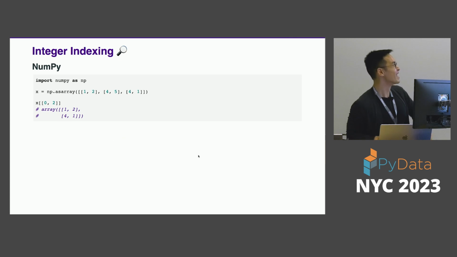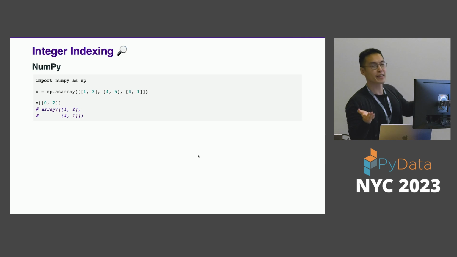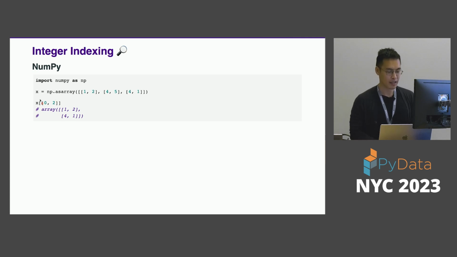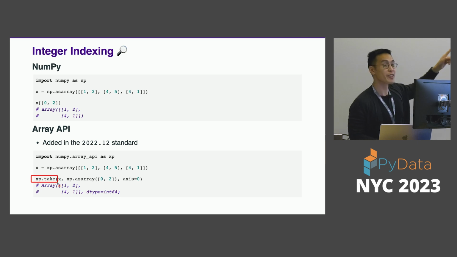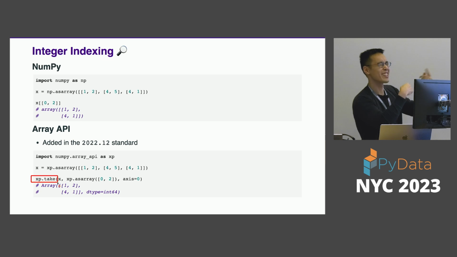This is one of them. In this case, I'm doing integer indexing. I'm just indexing some rows, 0 and 1. Doesn't work in Array API. You need to use a method. Integer indexing with multiple indexes and with a list doesn't work. You have to call xp.take. This is very common in machine learning, where you're shuffling things or you're sampling things.